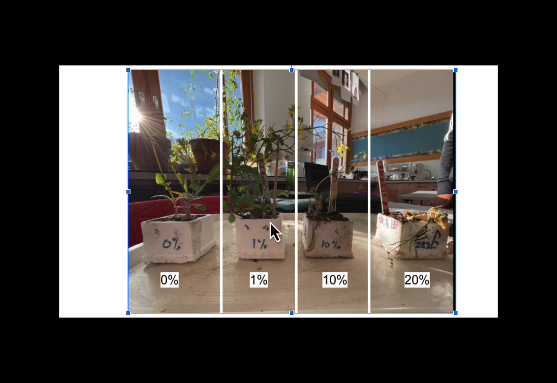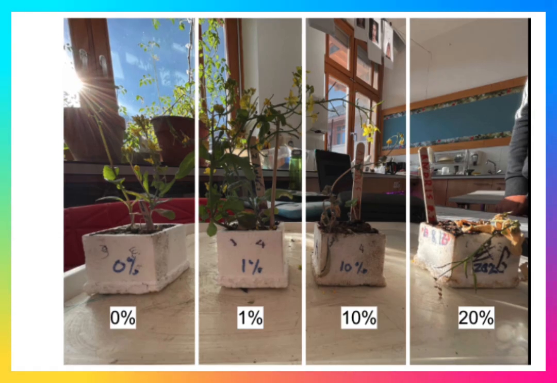In this case, this is 1% fertilizer given to these plants. And as we can see overall, just from this visual, plants that are given 1% fertilizer grow better. But let's look more closely at why this matters.